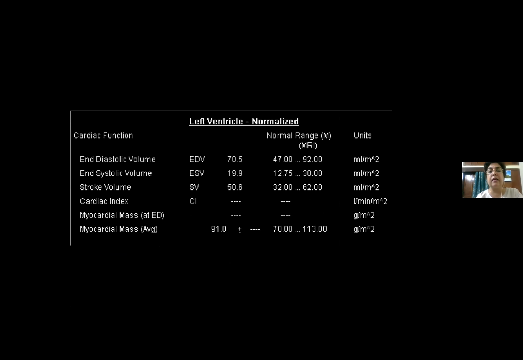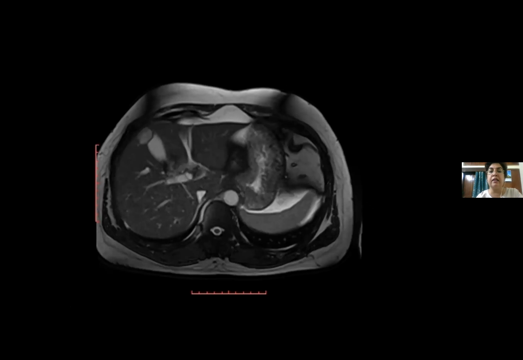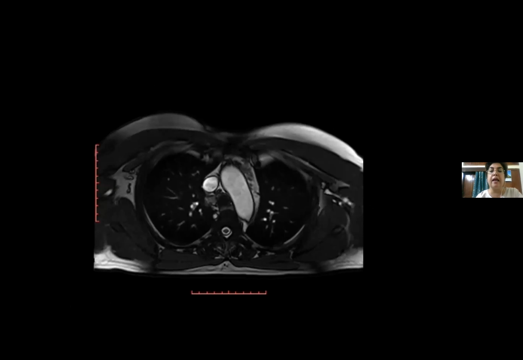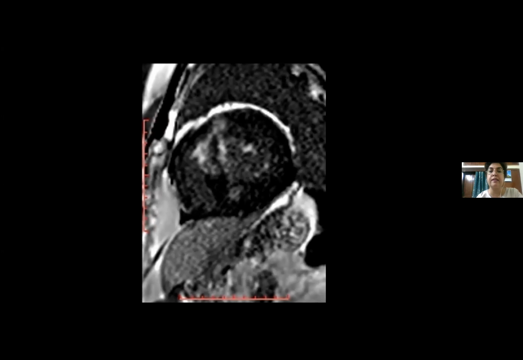Let's look at the delayed enhancement pattern. Difficult to see it on the short axis, but when we look at it in the four-chamber view, there are patchy areas of fibrosis. And the normalized values are given here. This last patient had HOCM and went on to have a septal ablation for the same.